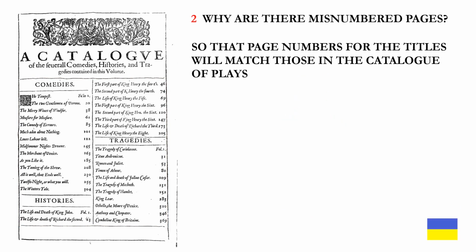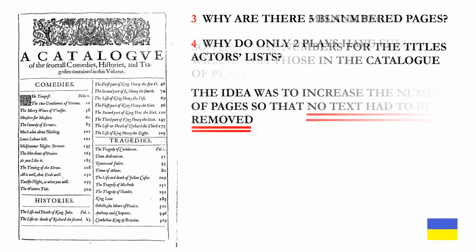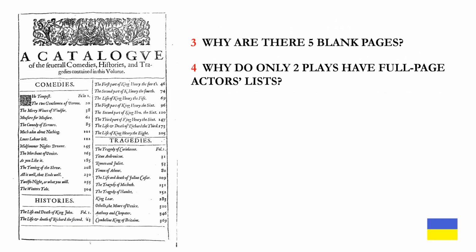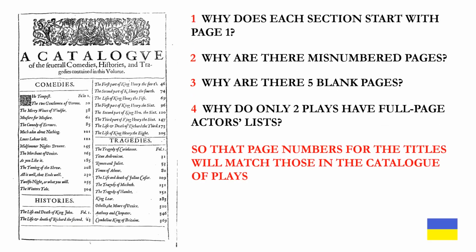Why are there misnumbered pages? So that page numbers for the titles will match those in the Catalogue of Plays. Why are there 5 blank pages? And why do only 2 plays have full-page actors lists? The idea was to increase the number of pages so that no text had to be removed. These 4 questions can be answered by the same answer, so that the page numbers for the titles will match those in the Catalogue of Plays.